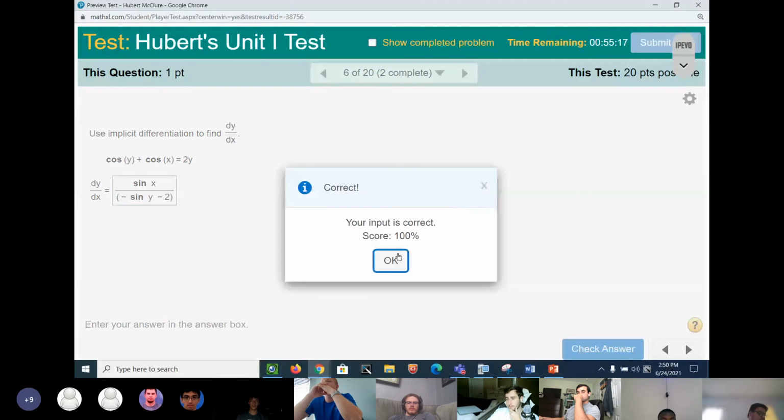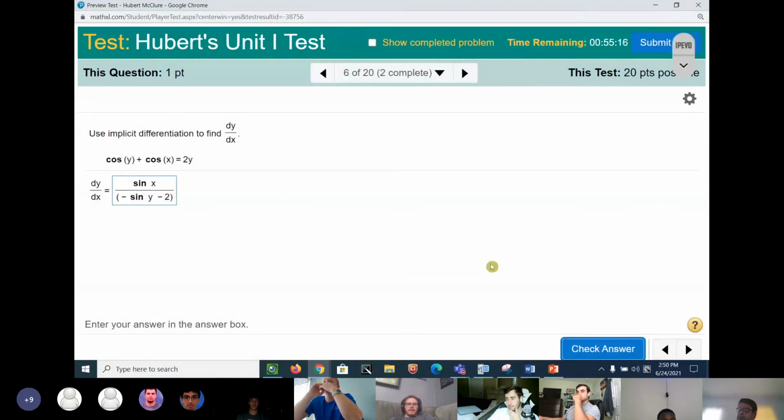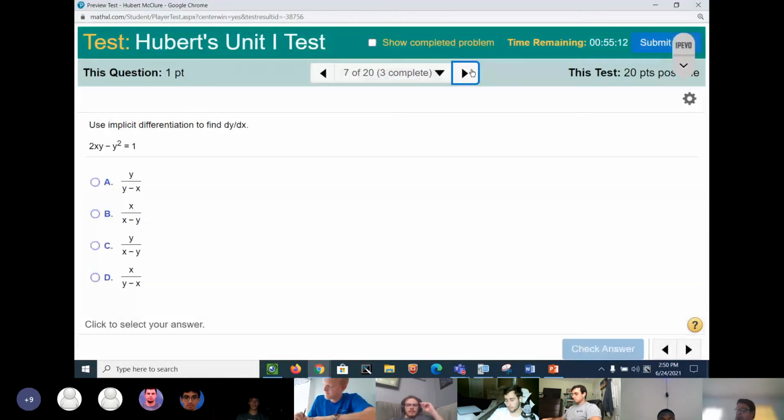Another implicit differentiation. 2xy minus y squared is equal to 1. Go ahead and work on it.